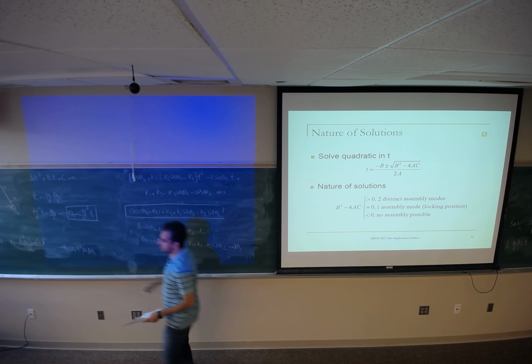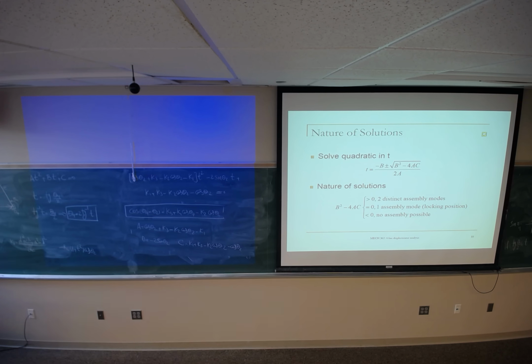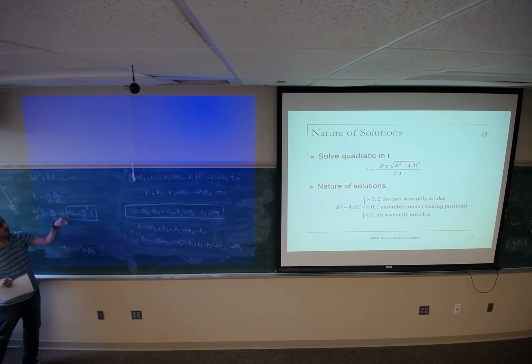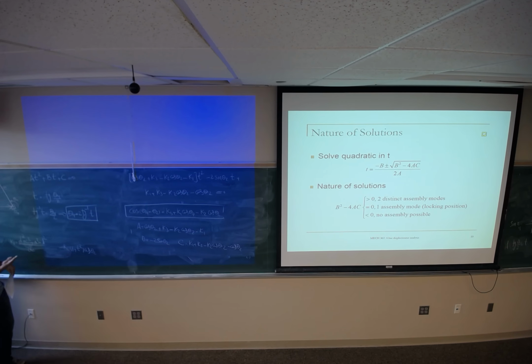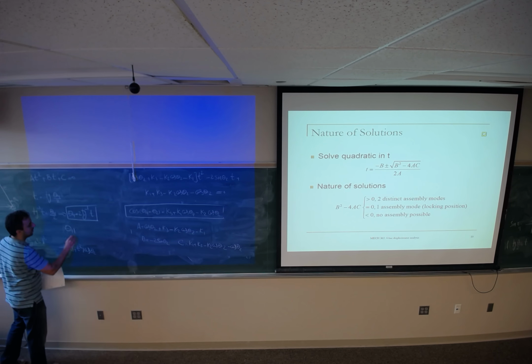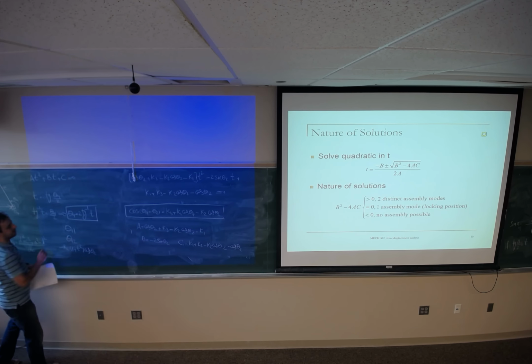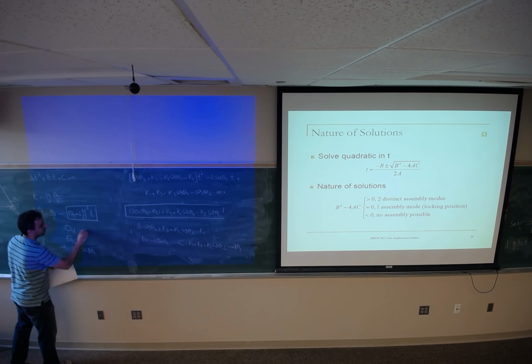Any questions so far? So you will get two values of t. If you find two values of t, you will find two values for theta 4. So you will get two modes, theta 4 1 and theta 4 2. How can you find theta 3 corresponding to this?